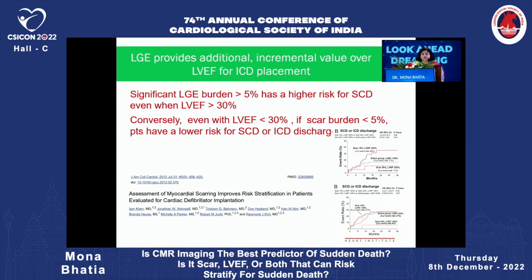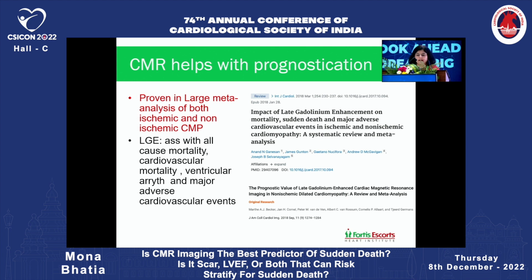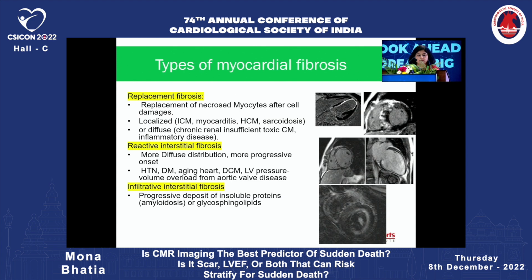So late gadolinium enhancement provides additional incremental value over the ejection fraction for ICD placement, and significant late gadolinium enhancement burden of more than 5% has a higher risk of SCD even when the ejection fraction is over 30%. So what they're now looking at is a cutoff of 5% in the non-ischemic cardiomyopathies and other cardiomyopathies. Conversely, even with ejection fraction less than 30%, if the scar burden is less than 5%, patients have a lower risk of SCD or ICD discharge. So CMR helps with prognostication and has been proven in large meta-analyses of both ischemic and non-ischemic cardiomyopathy.